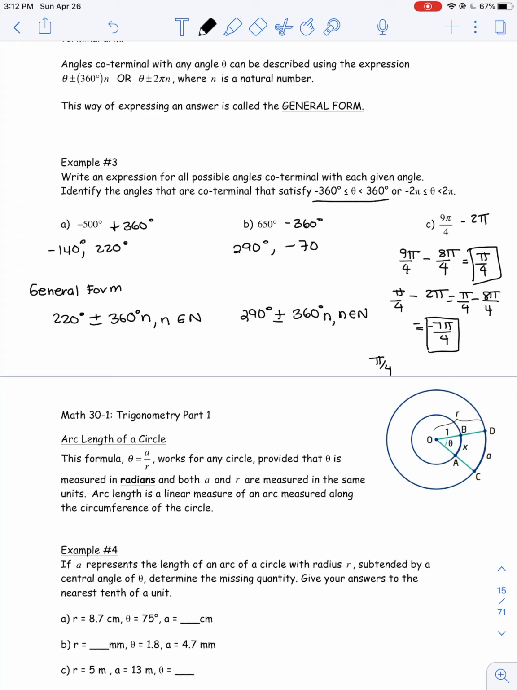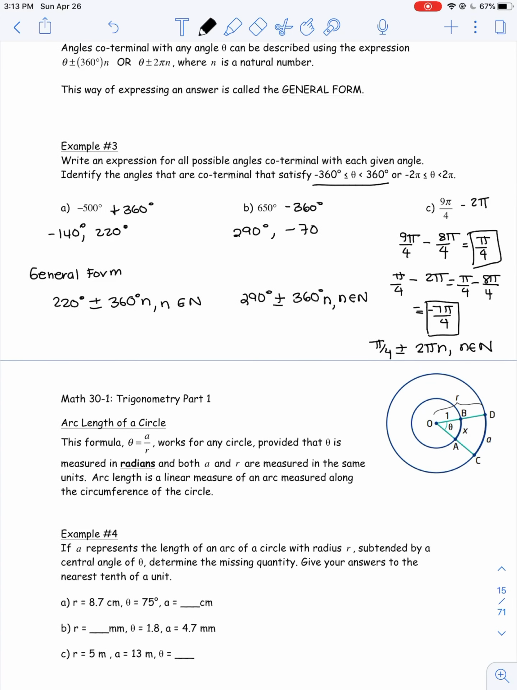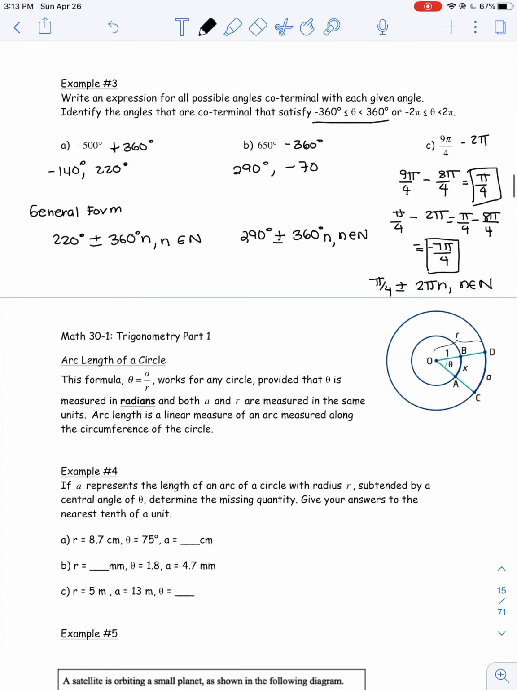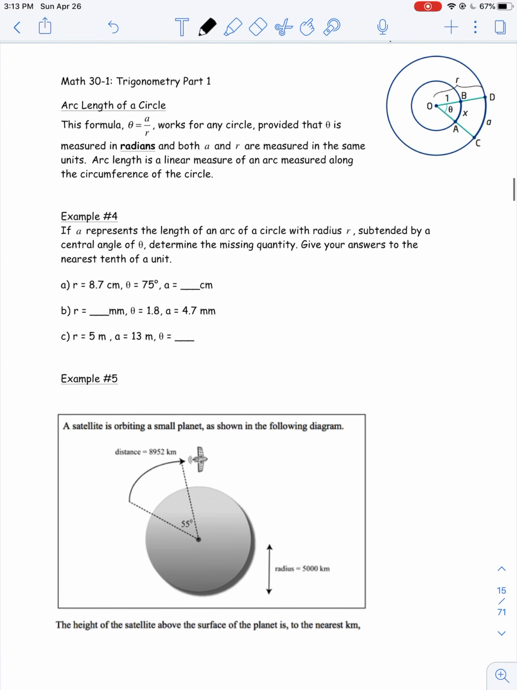And our general form would be taking the smallest positive one, which is π over 4, adding and subtracting 2πn, where n is an element of natural numbers. So instead of using the 360, the only difference is now we put 2π instead, because we're in radian form. So that's what coterminal and general form looks like.